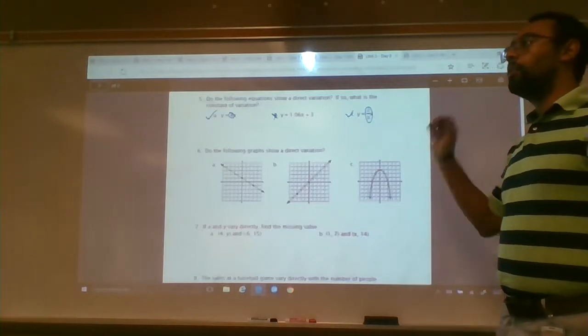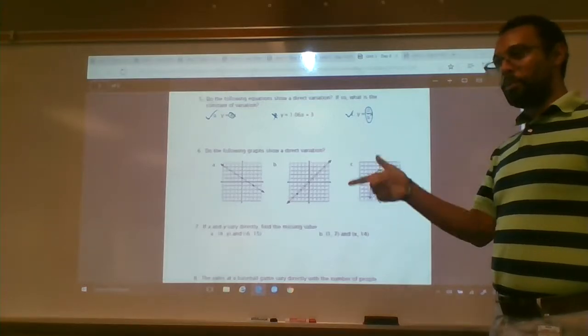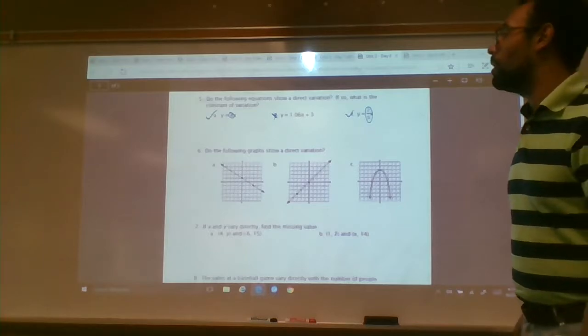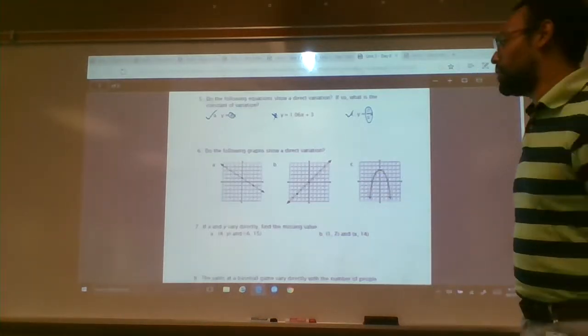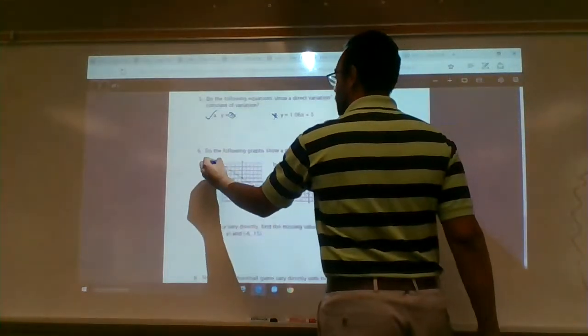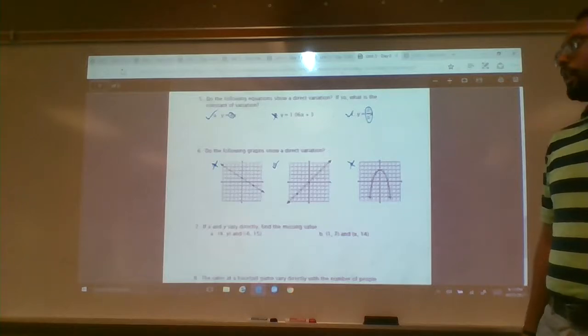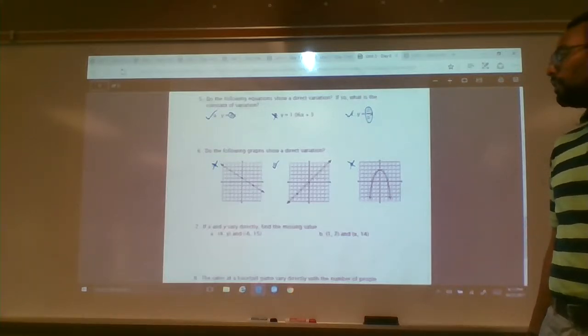Okay, remember, direct variation goes through the origin. It's a proportional relationship. There is no y-intercept. Okay, number 6, which of the following graphs show a direct variation? I can tell you right now, A does not, B does, C does not. I'll let you take a moment and figure out whether I'm correct or not.